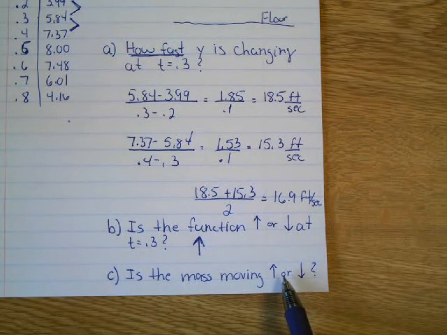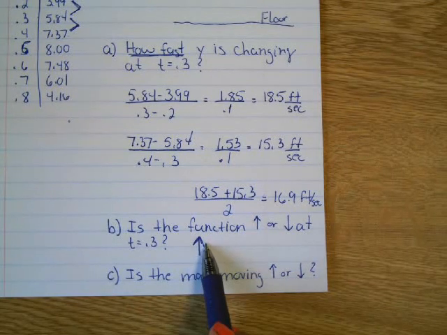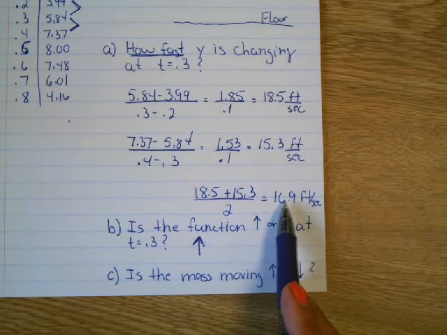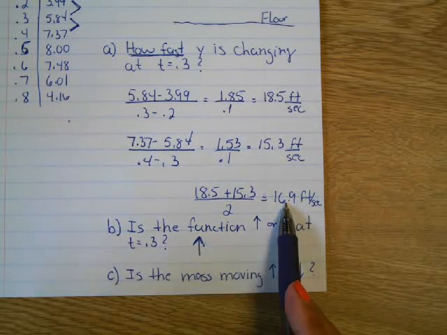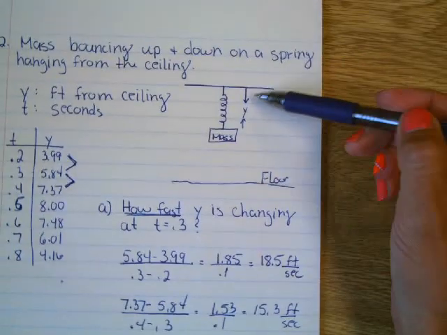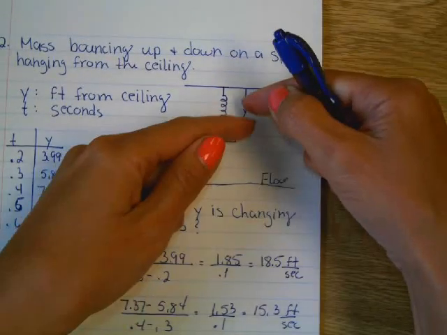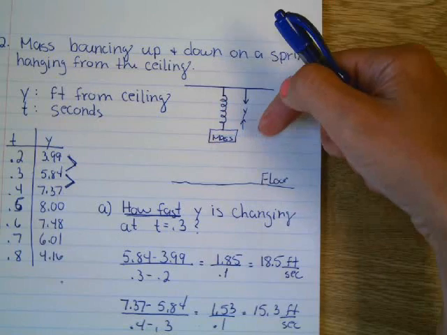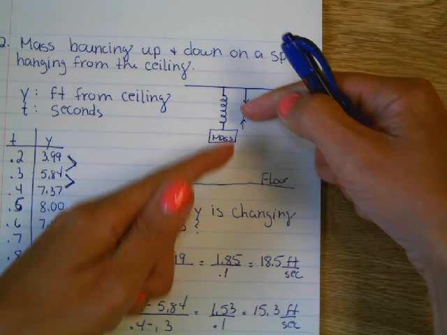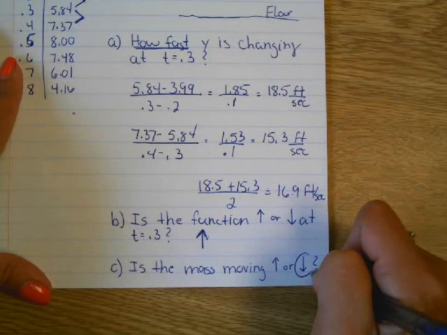Well, let's think about what y was defined as. I know from part B that y is increasing at 16.9 feet per second. Well, y was the distance from the ceiling. Well, if my distance from the ceiling is getting bigger, I know that that mass is on its way down, because that's the only way to increase the distance up there. So the mass is moving down.